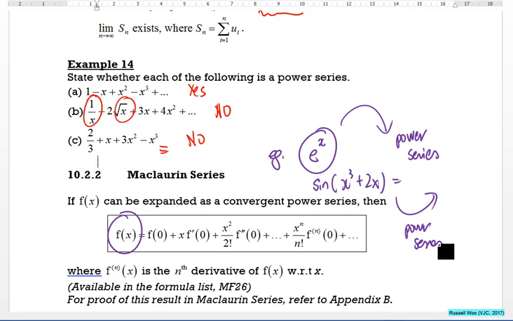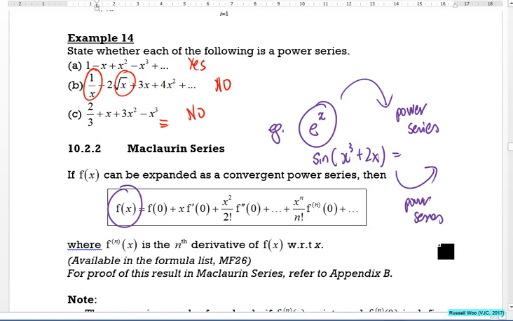The formula is very simple. Okay, it doesn't look simple, but anyway, it's in MF26. This is the formula. And if you look carefully, what does the f prime and f double prime and f triple prime mean? Actually, it just means the derivative, the first derivative, the second derivative, the third derivative, and so on. And you are going to evaluate the values at x equals 0. It doesn't mean a lot to all of us now. I'm going to give an example later on.